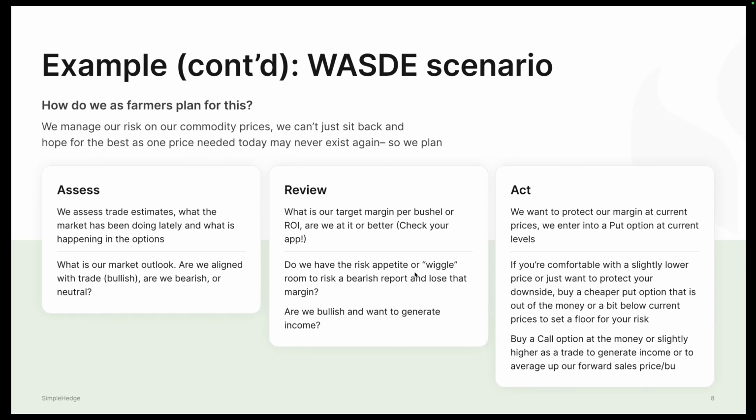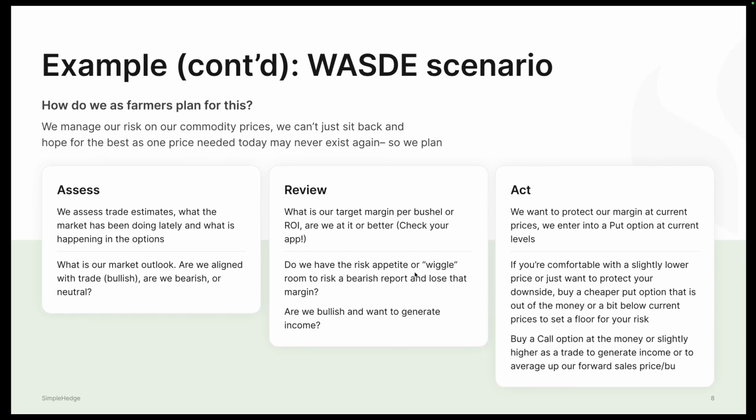We should assess what we're seeing on trade estimates. What has the market been doing, where that market movement is, and what's happening in the option activity. We also want to look, what is our market outlook? What have we been reading? What have we been hearing about? Not just from one place, but putting it all together. What are we hearing from our local buyers or elevators, crushers? Are they moving their basis up? Are they dropping their basis? Things like that. Are we aligned with the trade, bullish? Are we bearish? Are we sitting neutral? Make a decision there.